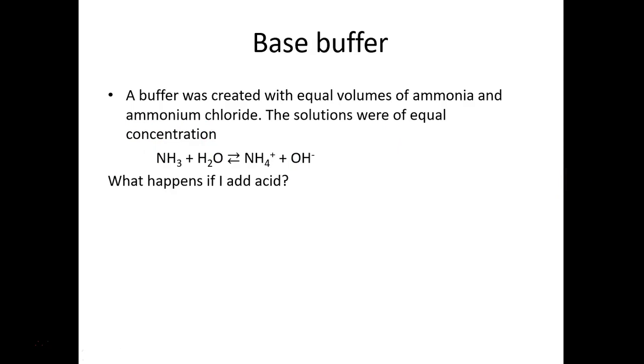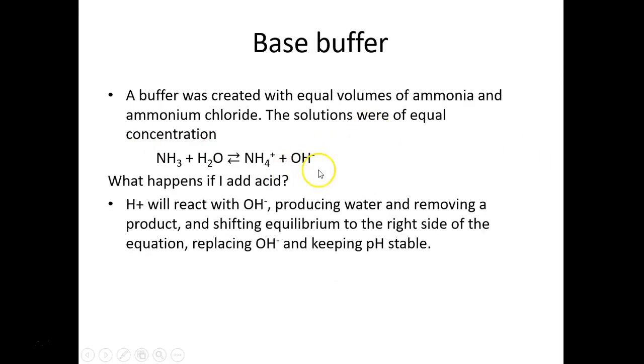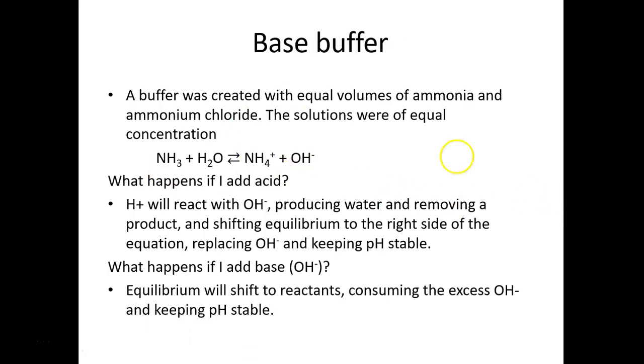Okay, so if I add acid, it will react with the hydroxide ions to produce water, thereby removing a product, and equilibrium will shift to the product side, replacing the hydroxide and keeping the pH stable. If I add hydroxide, well, then I'm adding a product, so it's going to shift the equilibrium to the reactant side. Okay, so that will basically get rid of the excess hydroxide and again keep the pH stable.